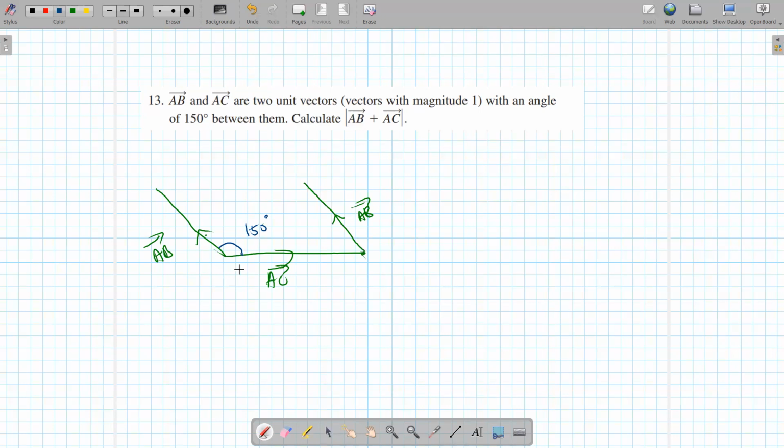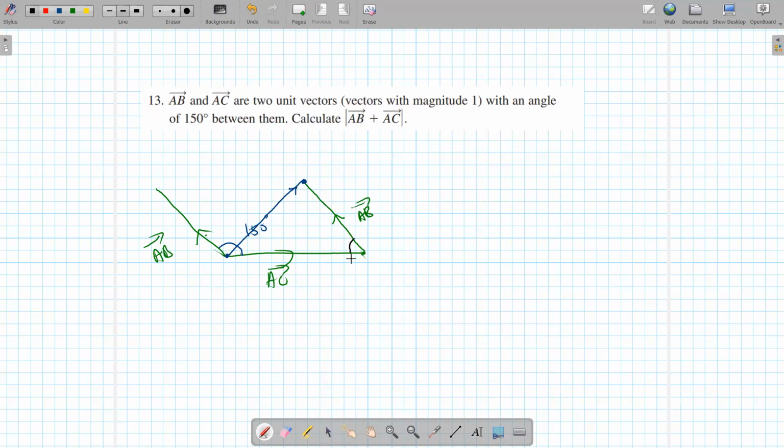Therefore, your resultant vector, when you do AC plus AB, start from the origin, wherever you started from, of the first vector, and this is going to go all the way to the ending of the second vector, okay? Make sense? Yep.